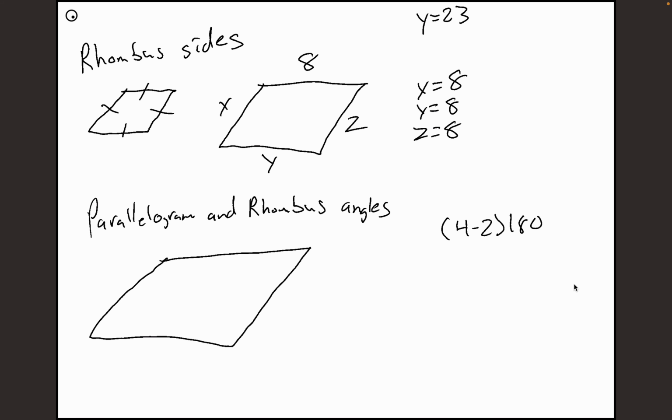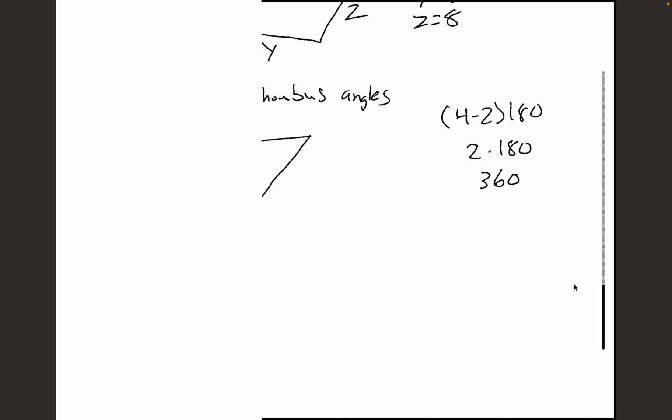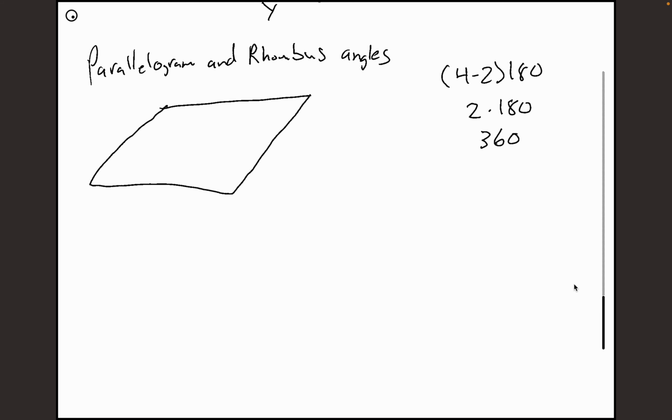Julian, put it away. So what's 2 times 180? Yeah, 360. So anytime we're dealing with a quadrilateral, those interior angles add up to equal 360. I was just showing what the interior angles add up to equal.